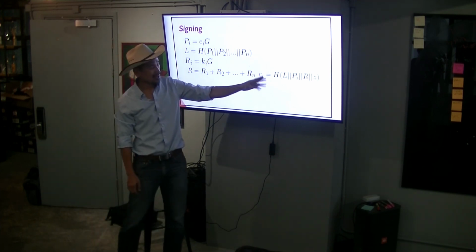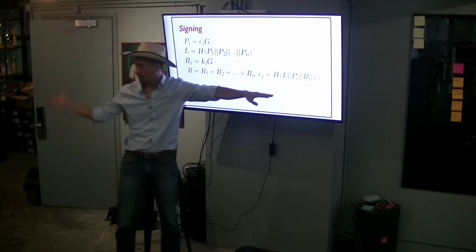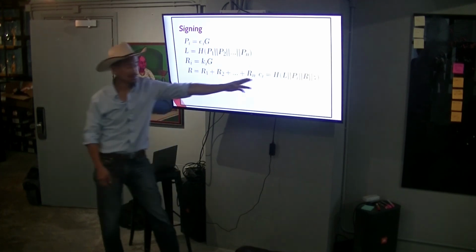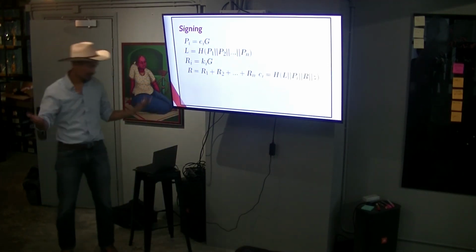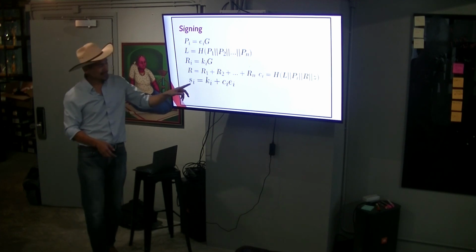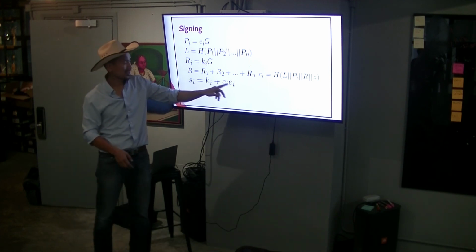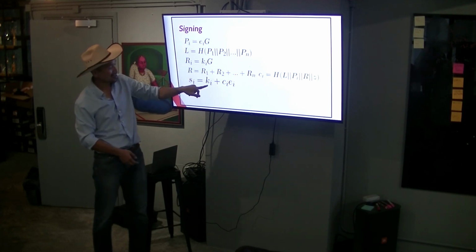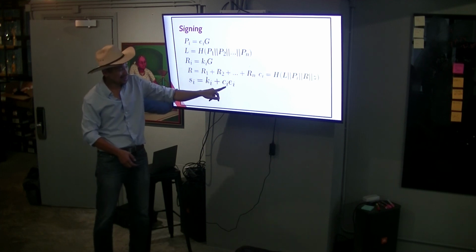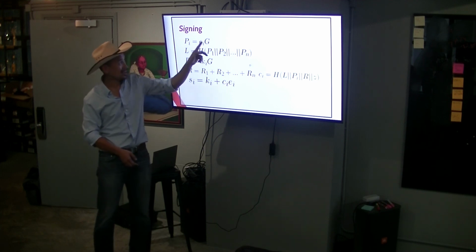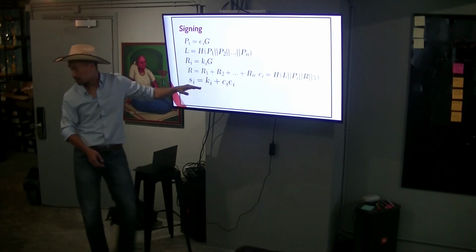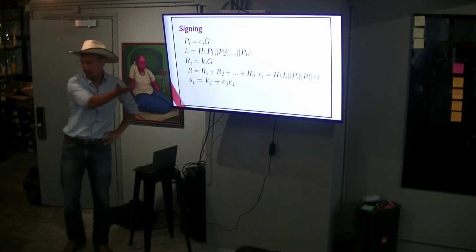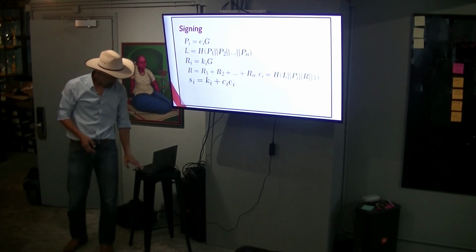And C sub i is going to be the same thing that we figured out from the previous one, because you know L, you know P sub i, you know R, you know Z. So you can calculate C sub i for yourself and everybody else. And S sub i is going to be K sub i plus C sub i times E sub i. So every person calculates this S sub i based on the K sub i that they chose, the C sub i that they can calculate, and the E sub i that they know because that's their secret. Now they have an S sub i, and it's blinded enough that no one can reverse engineer it.